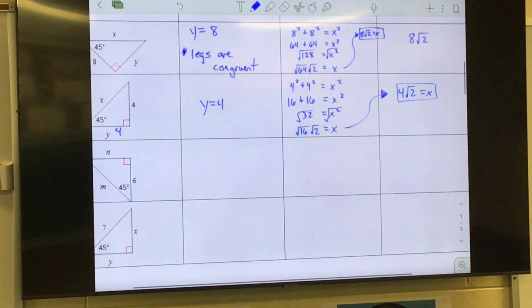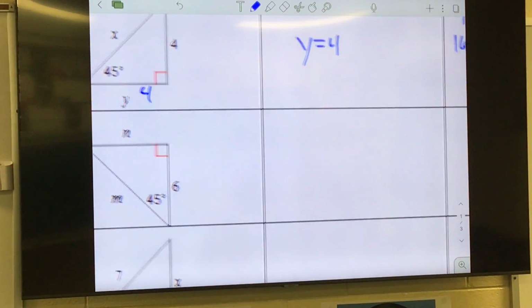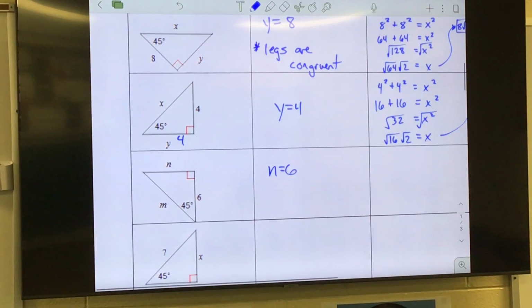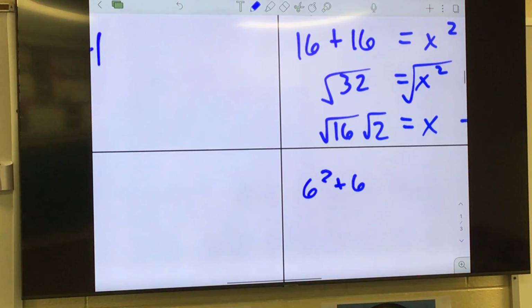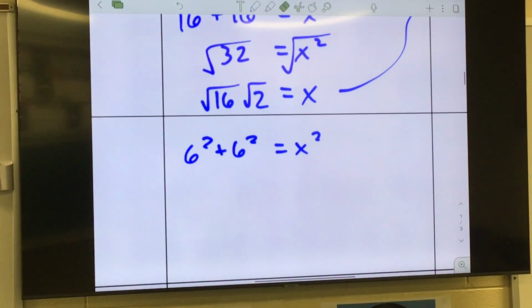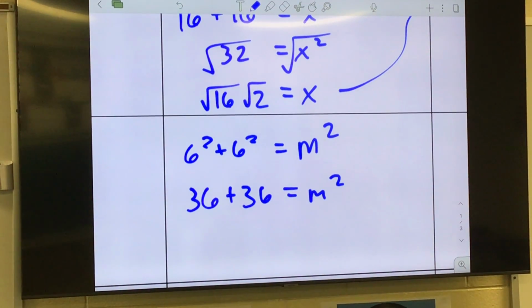Just checking. Is that like that for everyone? Alright, let's try one more here. What's the legs on this one? 6. So n equals 6. Okay. Alright, so 6 squared plus 6 squared equals x squared, right? Because the hypotenuse is x, I think, right? Oh no, I'm sorry, it's m. They changed the letter on us here. Okay, 36 plus 36 equals m squared.